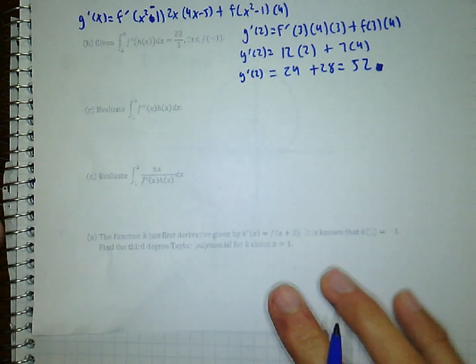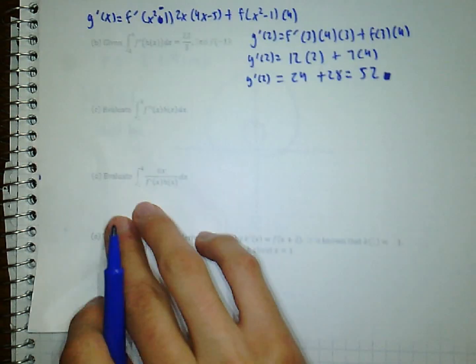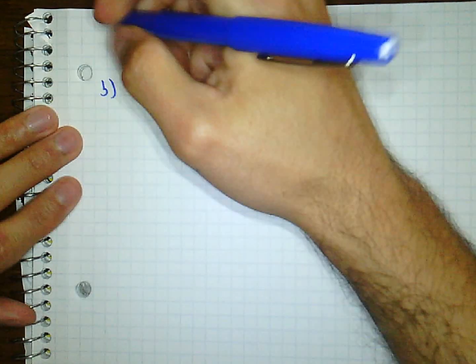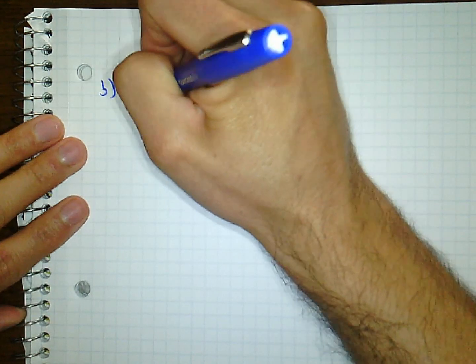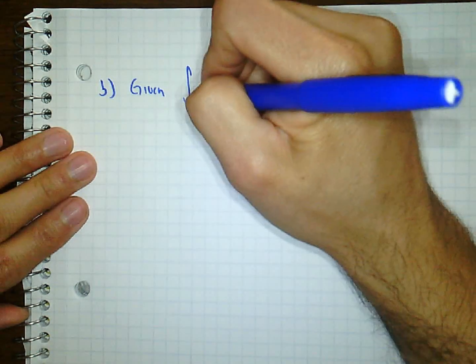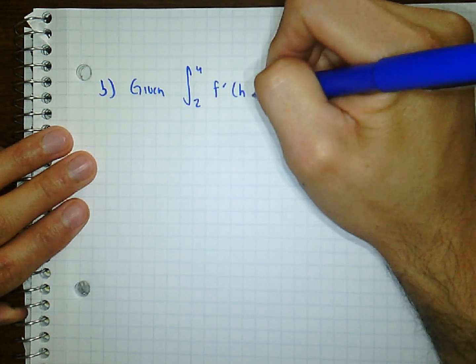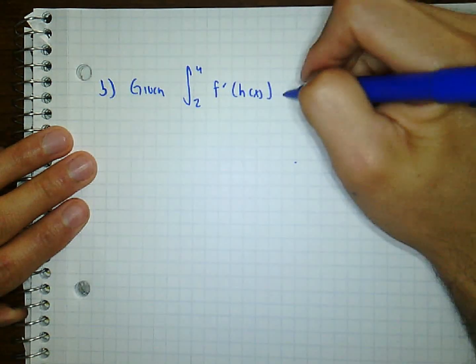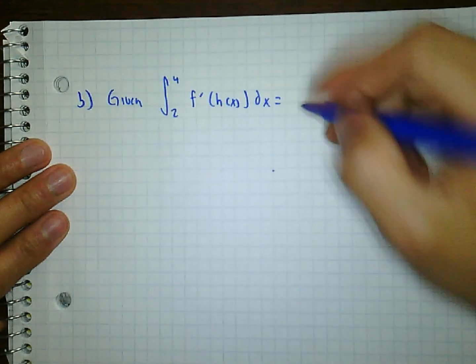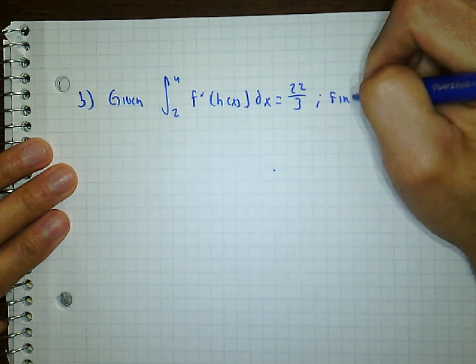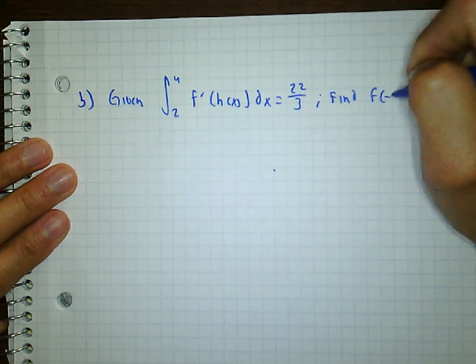Okay. Let's see, what else do they want? Okay, so part B is a little hard to read, so I'm just going to flip back and forth between the paper and some fresh paper so you guys can see. All right, so part B, you are given the integral from 2 to 4 of f prime of h of x dx is equal to 22 over 3, and you are told to find f of 1, f of negative 1.